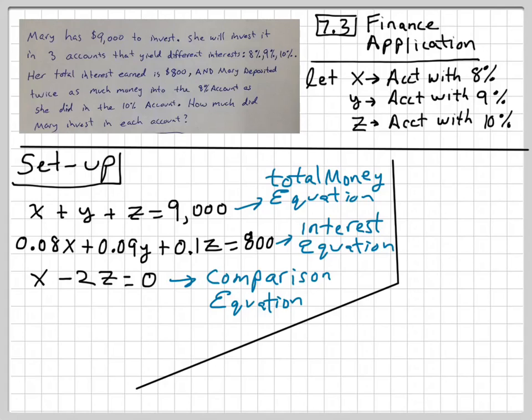The second equation is an interest equation. I'm multiplying each amount that's going to go into the various accounts by the percentage, except I'm not using the percent. I'm using the decimal representation of a percent. And the last one is a comparison equation, which I'll explain in just a moment.